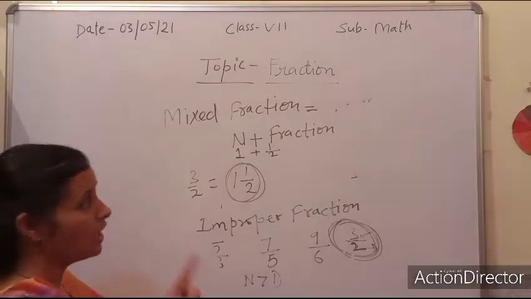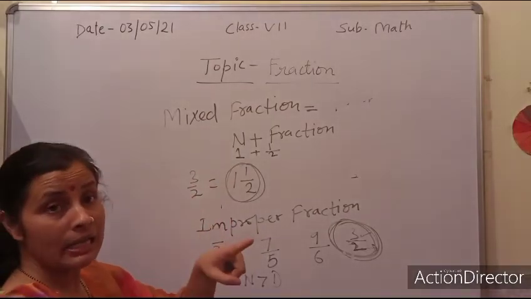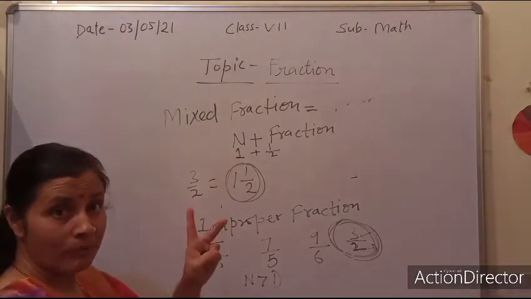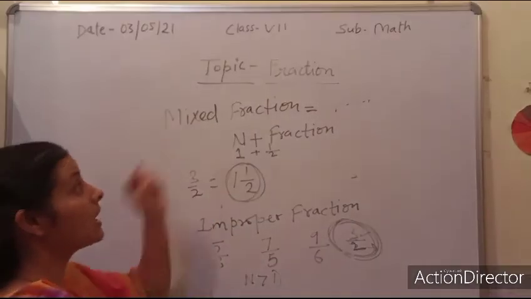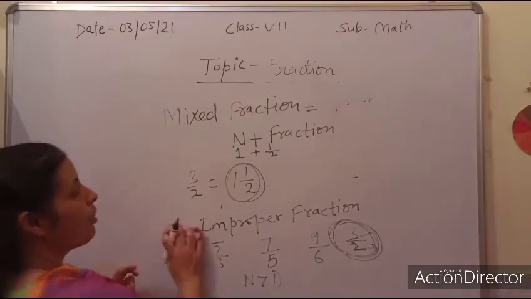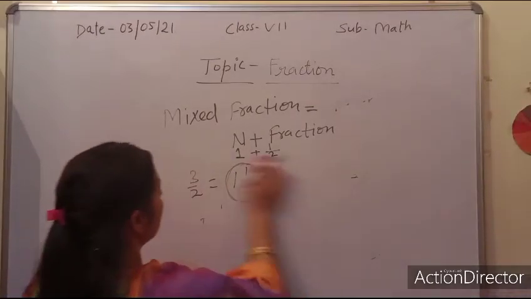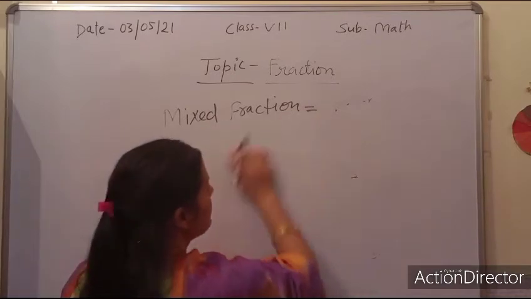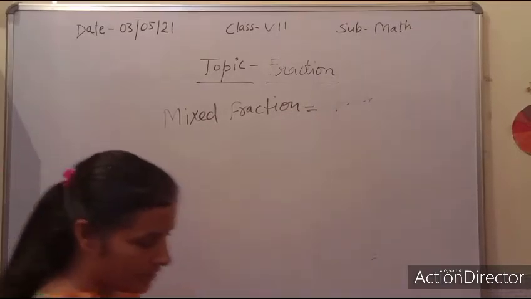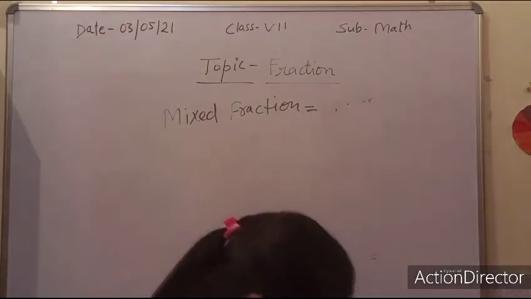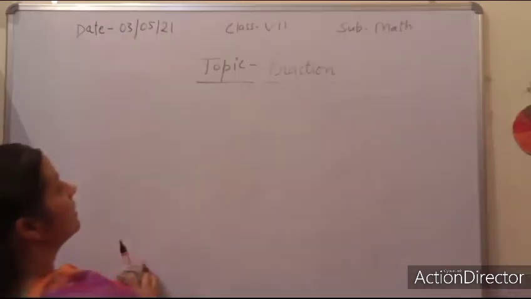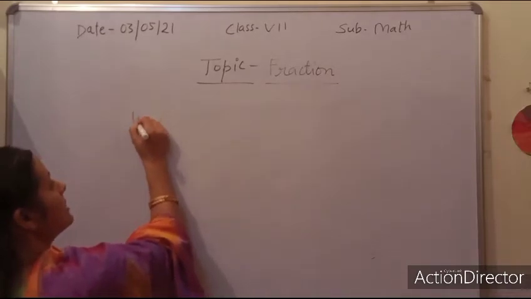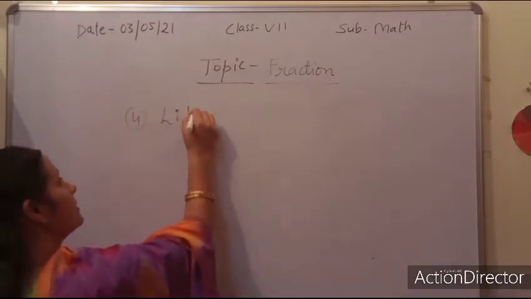This is the third type of fraction. Proper fraction, where the numerator is less than the denominator. Improper fraction, where the numerator is greater than the denominator. And the third is mixed fraction. Now, I am just rubbing it.